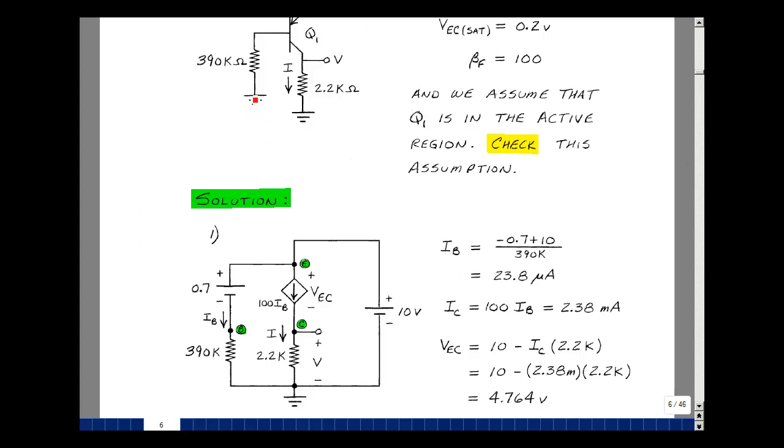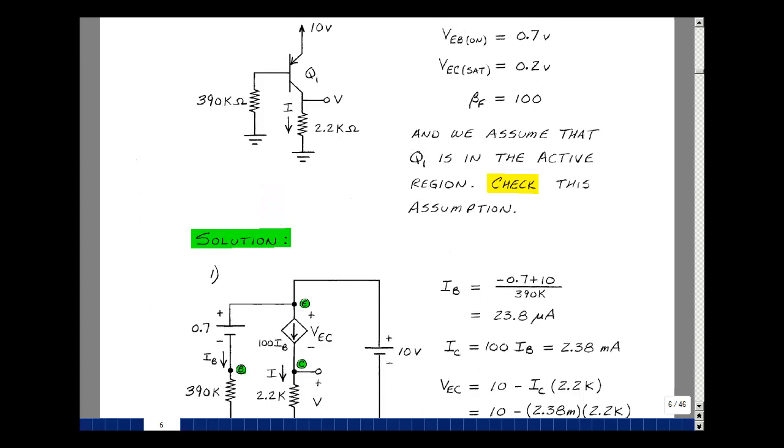Here I've got a 390K resistor back to ground, a 2.2K back to ground, and then I have a 10-volt power supply back to ground. Between the emitter and the base, in our active region model, there's a battery whose value is 0.7 volts. So I'm going to draw that in over here.